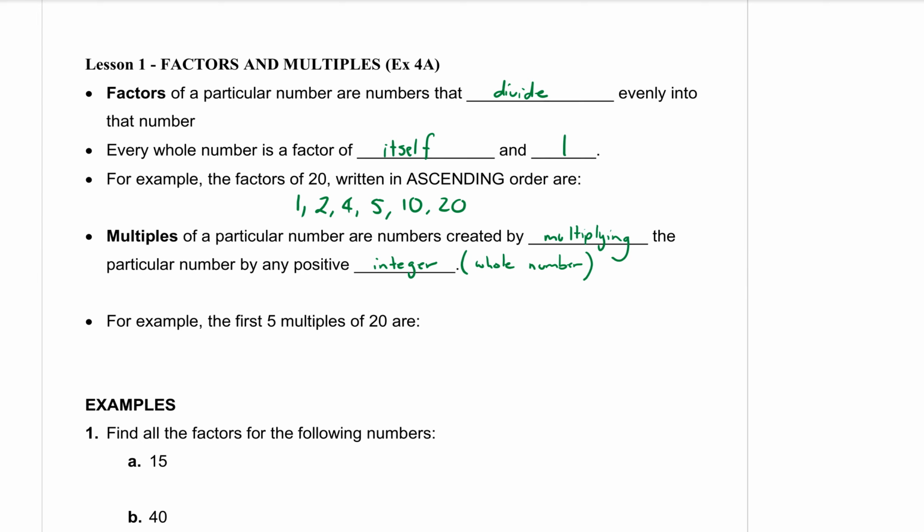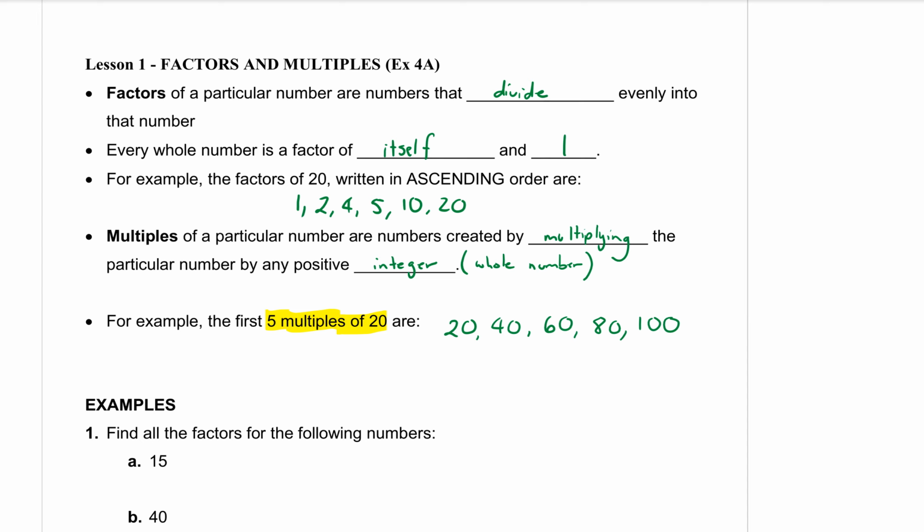So if I want the first 5 multiples of 20, it means I want to do my 20 times tables. 20 times 1 would be 20. 20 times 2 would be 40. 20 times 3 would be 60. 20 times 4 would be 80. And 20 times 5 is 100. It wanted the first 5. So I've got 1, 2, 3, 4, 5. I can stop there. I've done the first 5. Multiples, though, I could keep going forever as long as I wanted to, if I know enough times tables to do it.